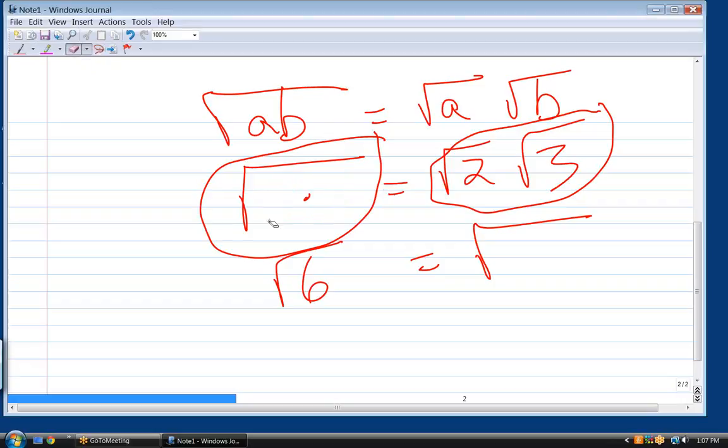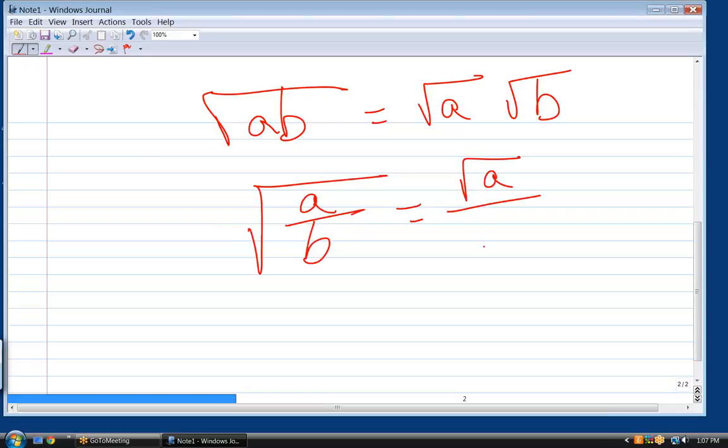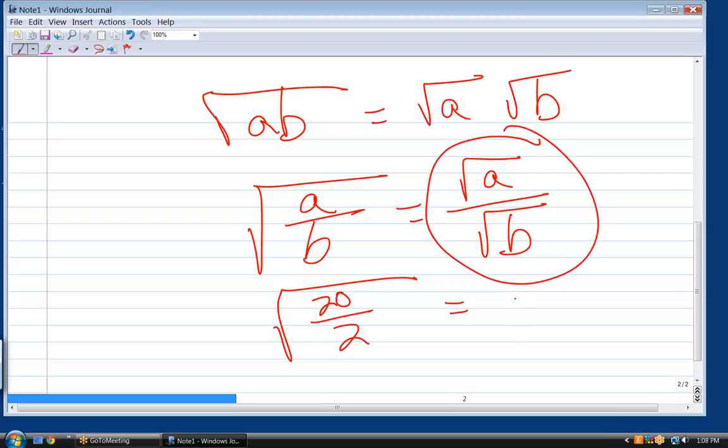Okay. The other rule is just the division part of it. The division is the same thing. If I take the square root of two numbers being divided, I can take the square root of the top number divided by the square root of the bottom number. So, if I want the square root of 20 over 2, what's that going to be? It's going to be... Just do this step only.